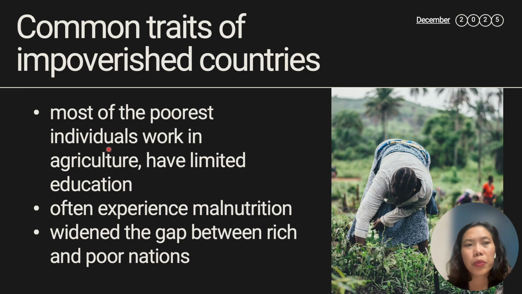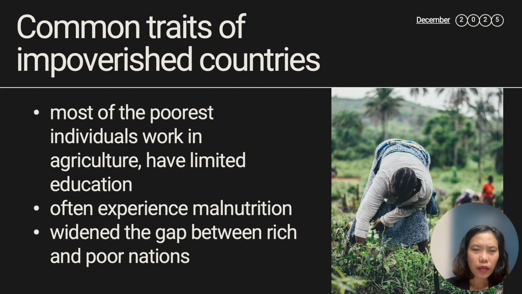So what are the common traits of impoverished or poor countries? Most of the poorest individuals work in agriculture and have limited education. The text discusses global poverty, describing the common traits of poor countries, which emphasizes agricultural work, limited education, and often malnutrition, widening the gap between rich and poor nations. So these are the qualities or common traits of a poor country.